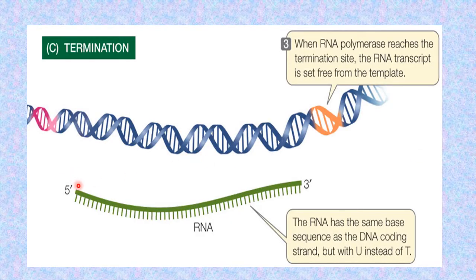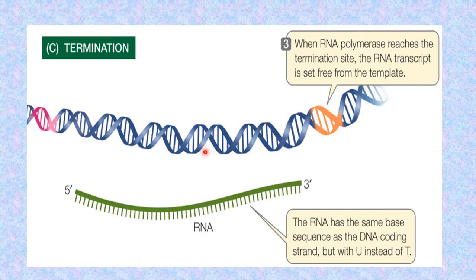And now this RNA molecule is formed in the 5' to 3' direction, and once this entire stretch of gene or the cistronic unit or the polycistron ends, as soon as it reaches the termination site, the RNA polymerase separates from this DNA double helical structure and sets free this RNA.